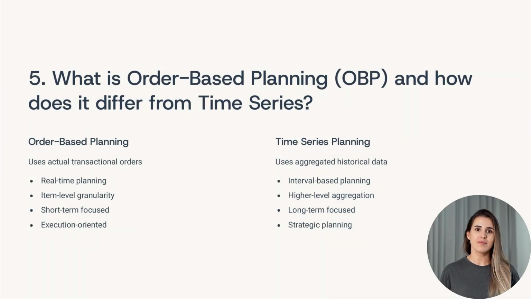5. What is order-based planning, OBP, and how does it differ from time series? Order-based planning in IBP uses actual order data, such as sales orders and purchase orders, for more granular planning. Unlike time series, which is based on aggregated data, OBP allows real-time, item-level planning, making it ideal for short-term, execution-focused scenarios.